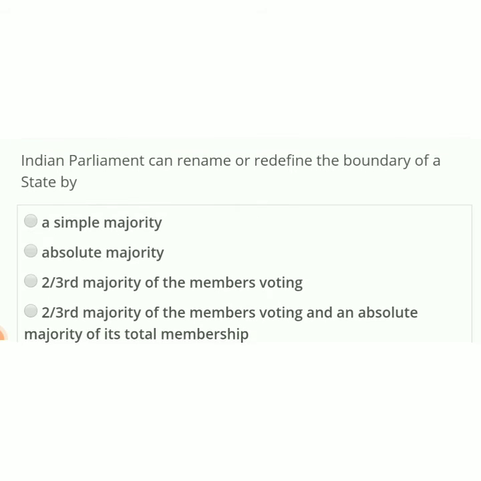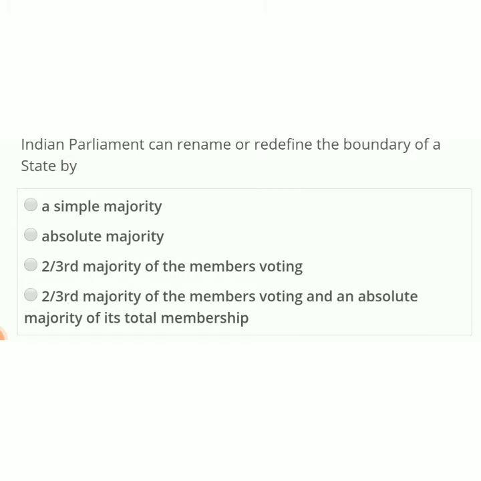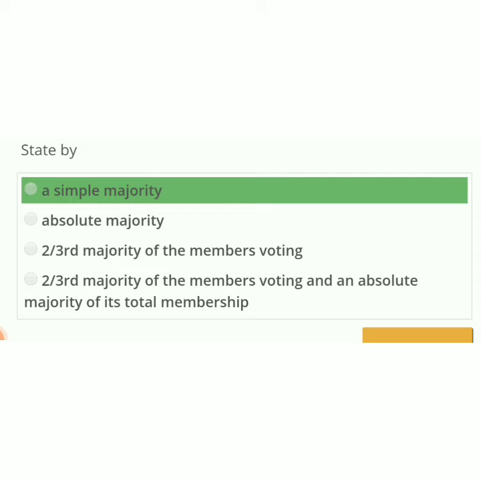Indian Parliament can rename or redefine the boundary of a state by a simple majority, an absolute majority, a two-third majority of the members voting, or an absolute majority of its total membership. The correct option is a simple majority.